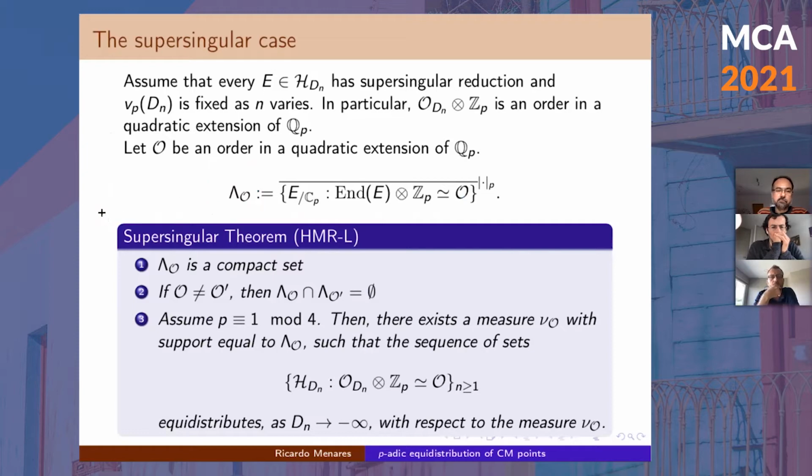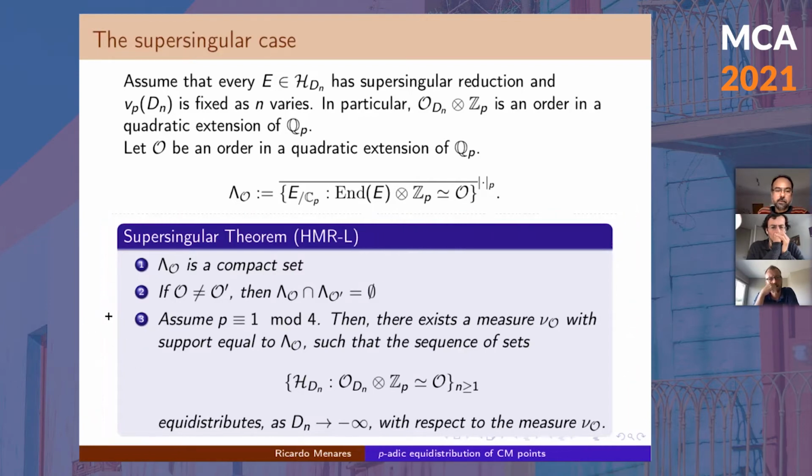Okay, so let me explain what we call the supersingular theorem in this case. First of all, these sets lambda O are compact sets. Secondly, if I have two different orders, O and O prime, then the corresponding lambda O's are disjoint.